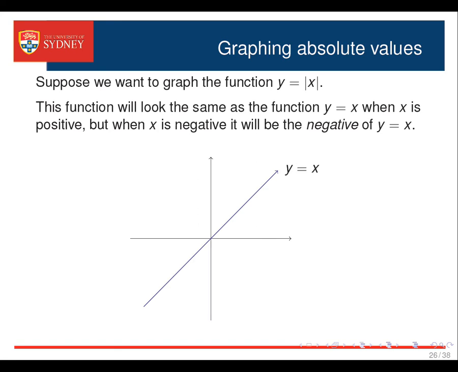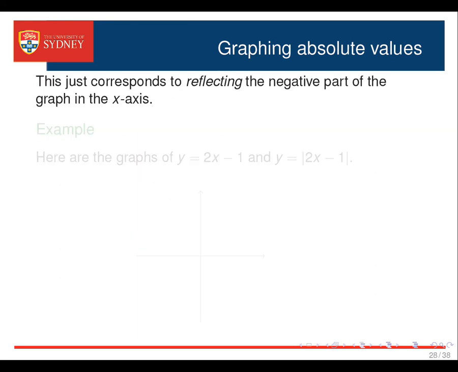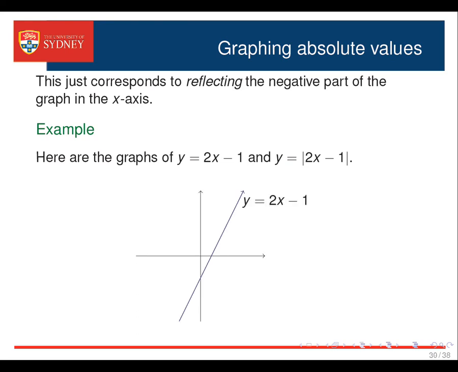Here's y equals x, and here's y equals absolute value of x. Notice that the end result is just reflecting up the negative part of the graph in the x-axis. Let's look at another example. Let's graph the function y equals absolute value of 2x minus 1. Here's the graph of the line y equals 2x minus 1. And here we've reflected the negative part back up to get the graph of y equals absolute value of 2x minus 1.